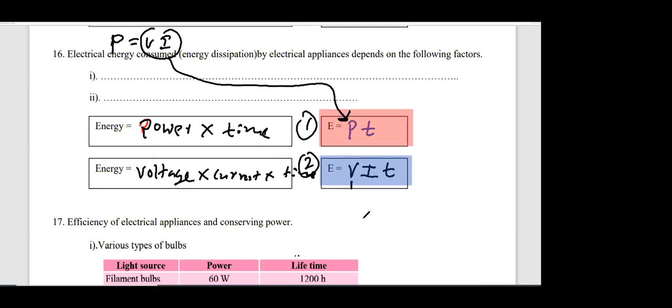What is V? Voltage. What is I? Current. But it should be in amperes, not kiloamperes, not milliamperes. Voltage in volts, current in amperes, time in seconds.